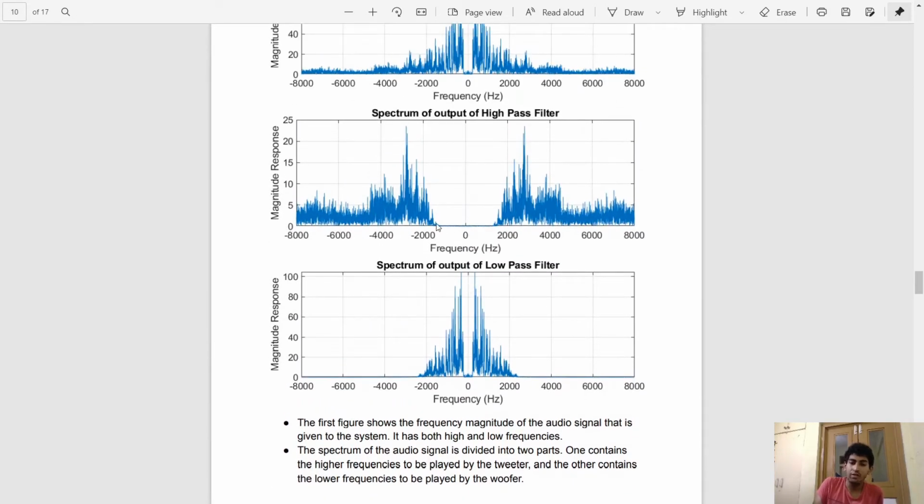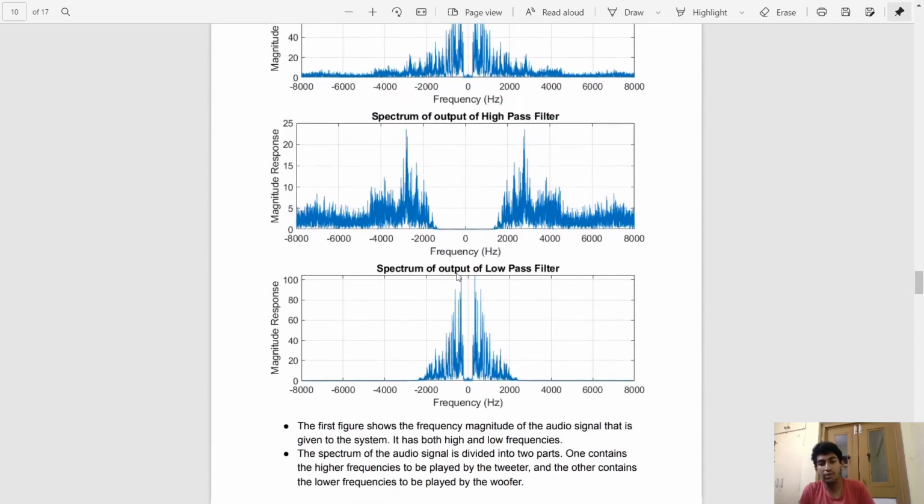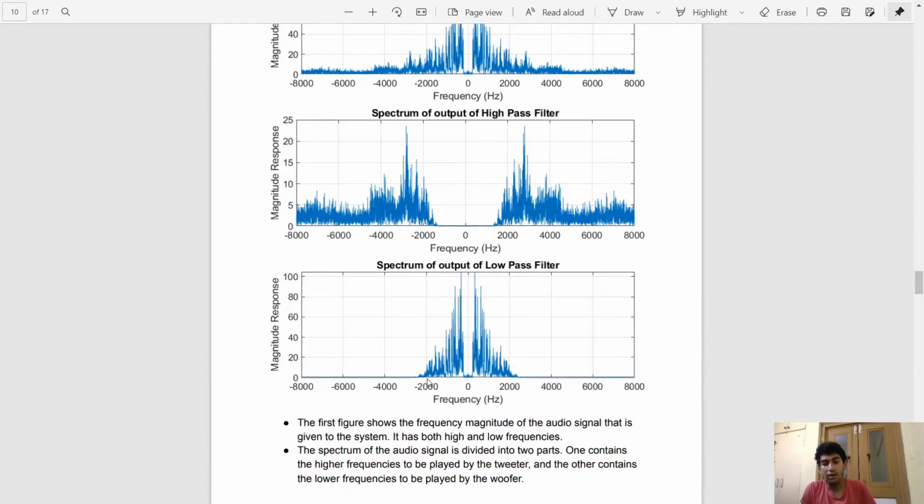One thing to note here is that during the transition band, which is from 1200 to 2800 hertz, those frequencies will overlap in both of these cases and will be attenuated. Those frequencies will be present in both the high pass and low pass filter outputs.